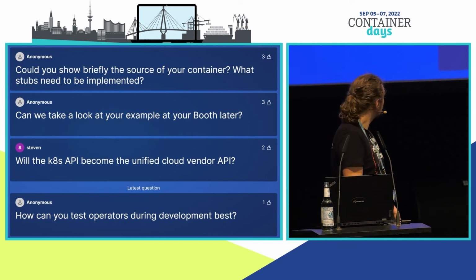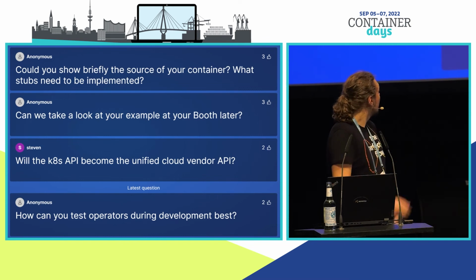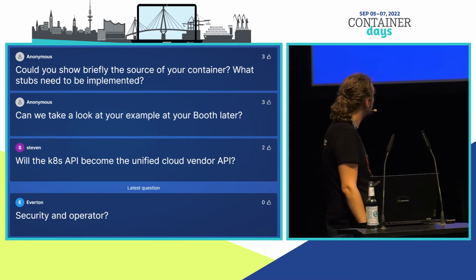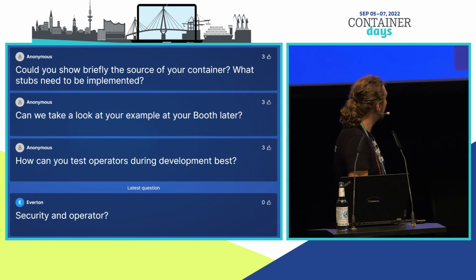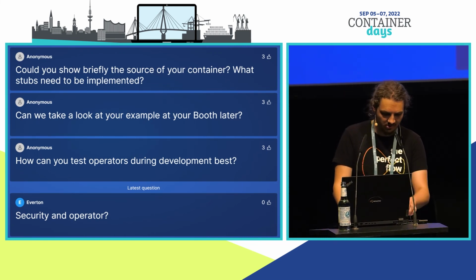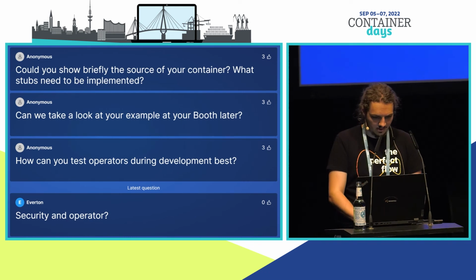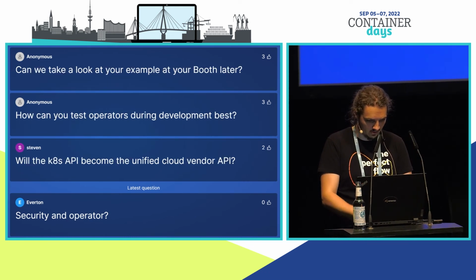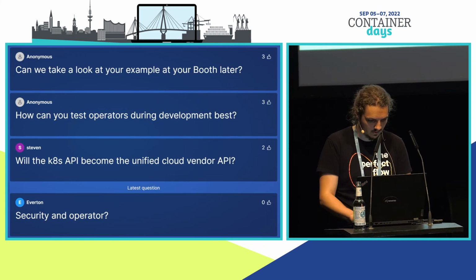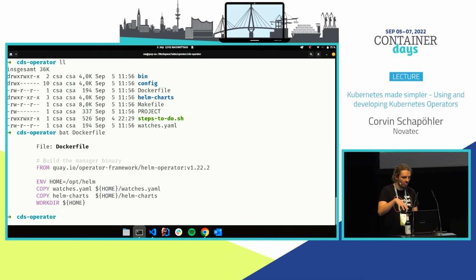Okay. Could you show briefly the source of your container? What steps need to be implemented? Well, I can show the source, but I think mainly there is a Dockerfile, as you can see. And that's it. The Operator SDK itself uses Kubebuilder behind the scenes, which is a library to build operators. It's not really that much. You just say, here are the Helm charts, and then all of it is handled by the framework in that case.